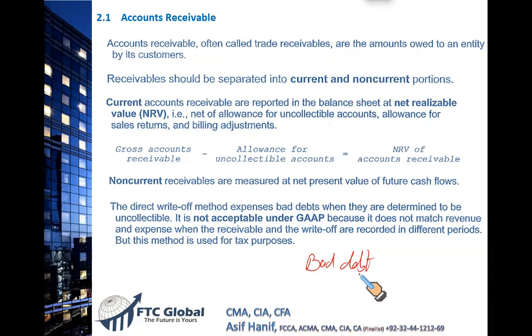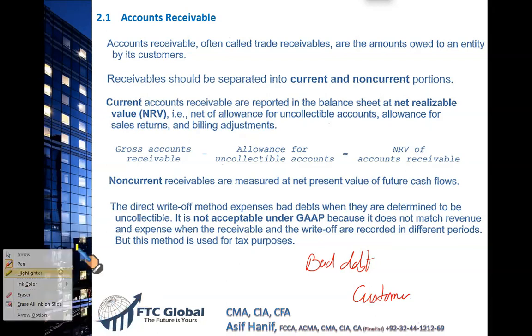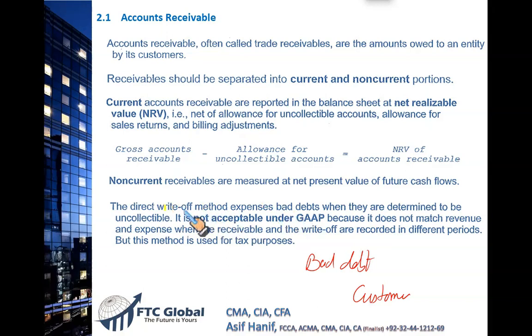Legal action is, yes, of course, that is one of the ways we do it. Bad debt expense debit, actual bad debt, and you credit the customer who refuses to pay, and then his account is closed. This is called the direct write-off method. This is not permitted under the IFRS as well as US GAAP. Direct write-off is not acceptable under US GAAP.